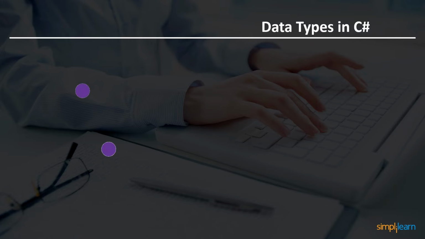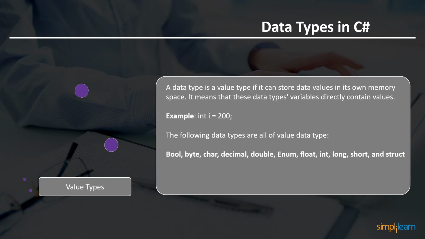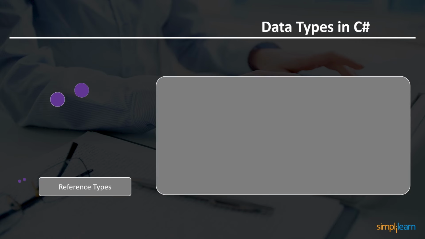First, we will look at the value data types in C#. A data type is a value type if it can be stored as values in its own memory space. That means this type of data type directly stores its data or value in a variable. For example, you can see on my screen we have integer variable i storing the value 200. So these types of data types are called value data types. A few examples of value data types are boolean, byte, character, decimal, double, enum, float, integer, long, short, and structure.